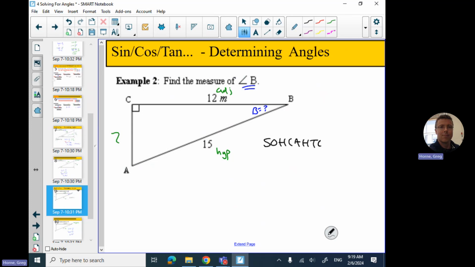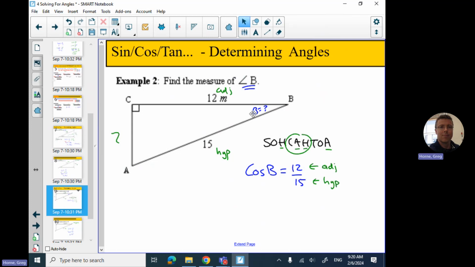And sine, cos, tan selection here. So we have the hypotenuse and the adjacent, right? Hypotenuse and adjacent. So let's bring those notes. So cosine of the missing angle B equals the adjacent over the hypotenuse, and so it's the 12 over the 15. It's adjacent. Oops, try B.